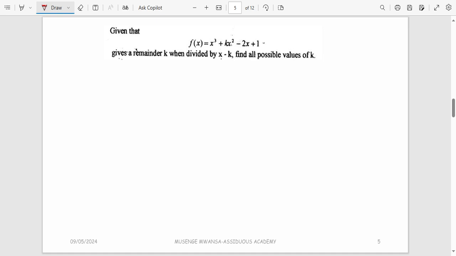Given that f of x is equal to x to the power 3 plus kx squared minus 2x plus 1 gives a remainder k when divided by x minus k. Find all possible values of what? Of k. So what are we applying? We are applying the remainder theorem. Remember we said that we are dividing by x minus k. So if you are dividing by x minus k, this is what? This is a linear function. So equate it to 0. You're going to find that x is equal to k. And we said that remainder is equal to f of what? Of a. That's what we said. A being what you get after you equate the function to 0.